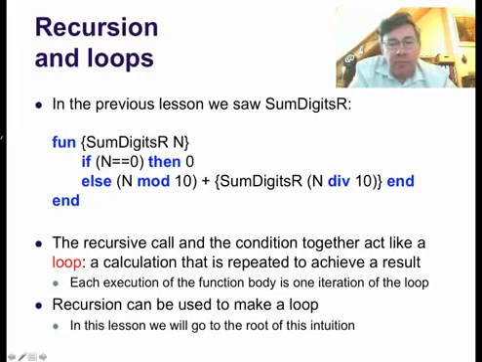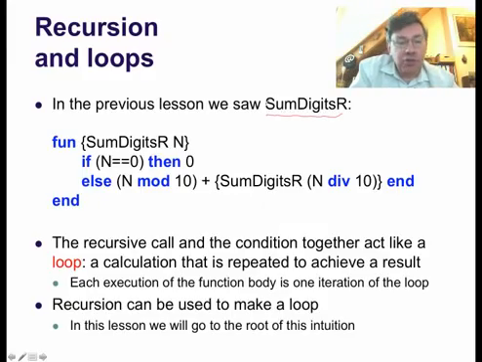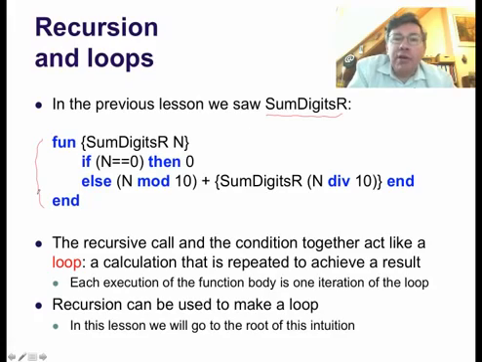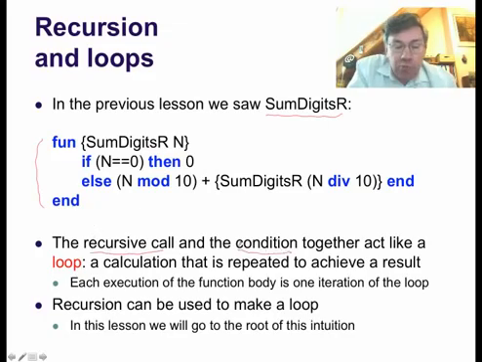In the previous lesson, we saw a simple example of a recursive function called SUMDIGITS_r. This function will take any integer and uses recursion and a stop condition to calculate the sum of all digits of the integer in base 10 representation. So the recursive call and the if condition together act like a loop calculation that is repeated to achieve a result. Each execution of the function body is one iteration of the loop.